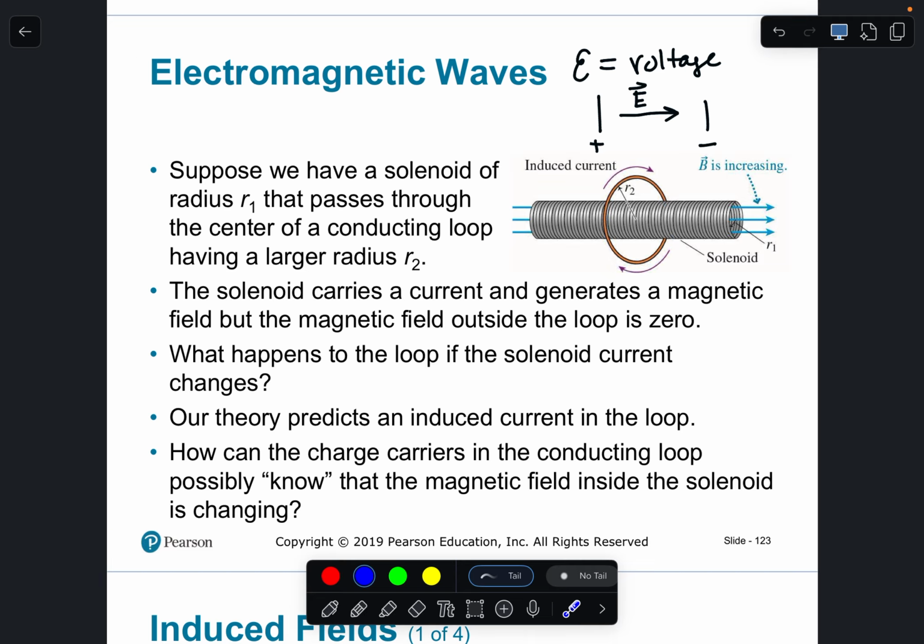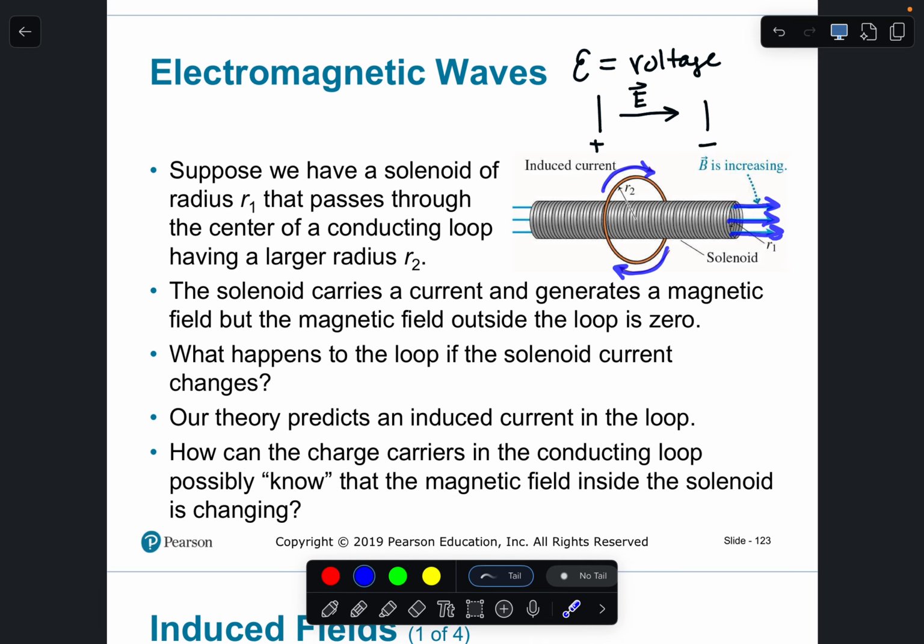Well, what happens to the loop if the solenoid current changes? If the solenoid current changes, then this B field is going to change its magnitude, right? If we increase the current, the B field will go up. If we decrease the current, the B field will go down. And so what happens if we have a changing magnetic field? We get that induced current, right? We get the induced current in this direction if the B field is pointing to the right and increasing.